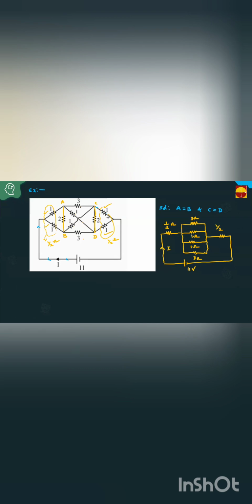Actually, 1 by 3 plus 1 by 3 is 2 by 3, 2 by 3 plus 2, that is 8 by 3. Then we can get R equivalent equal to 1 by 2 plus this total 8 by 3. If you want to do that, 8 by 3 plus 1 by 3. Then what is the R equivalent equal to? 1 plus 8 by 3. This is equal to 11 by 3. Then what is the current I equal to? V by R equivalent. What is V, students? V is 11 volts. What is R equivalent? 11 by 3. Is it 11 by 3?